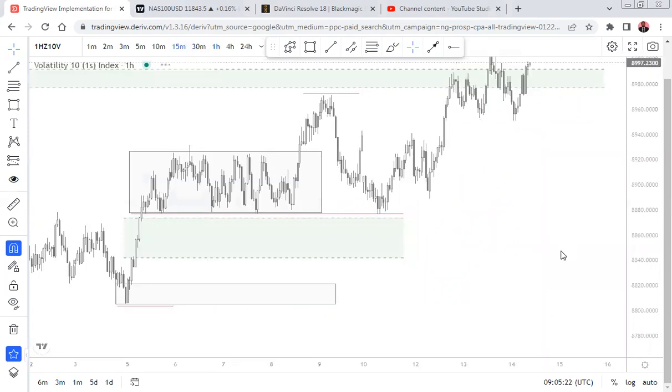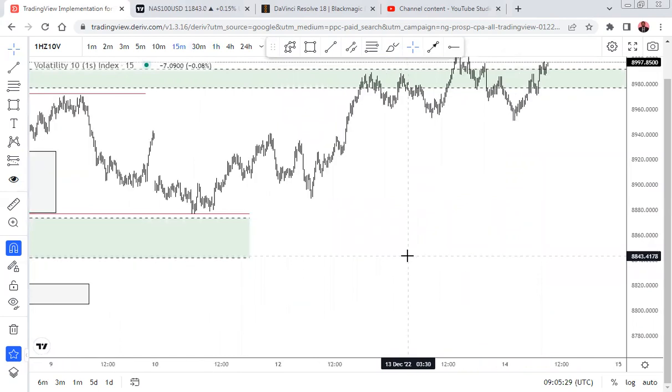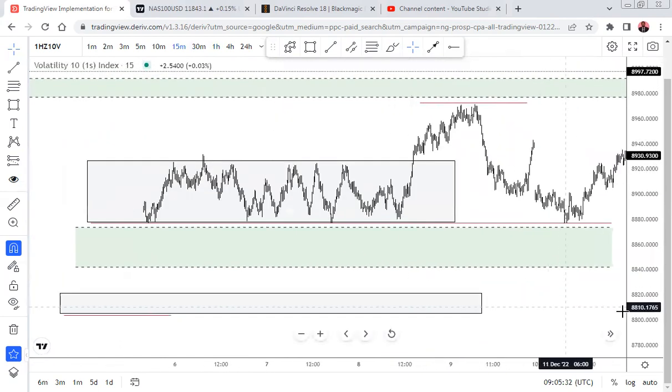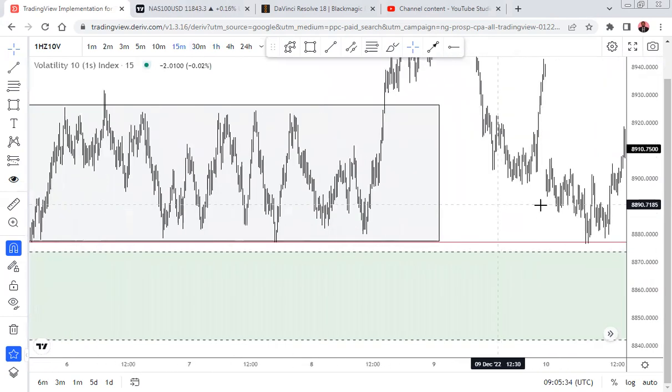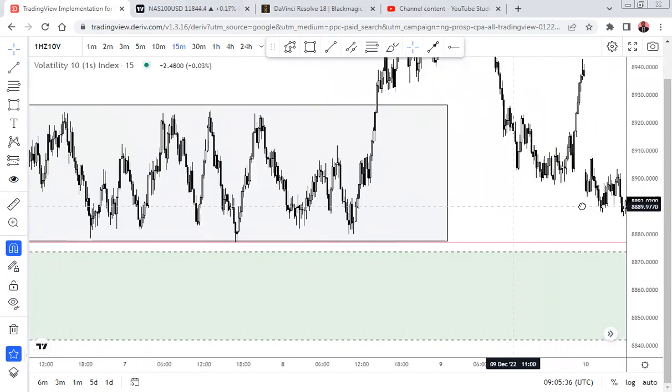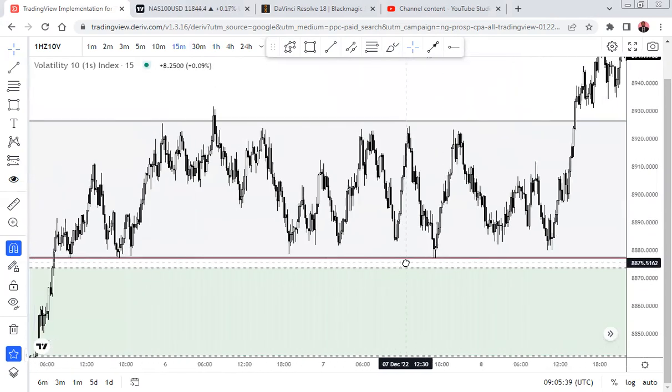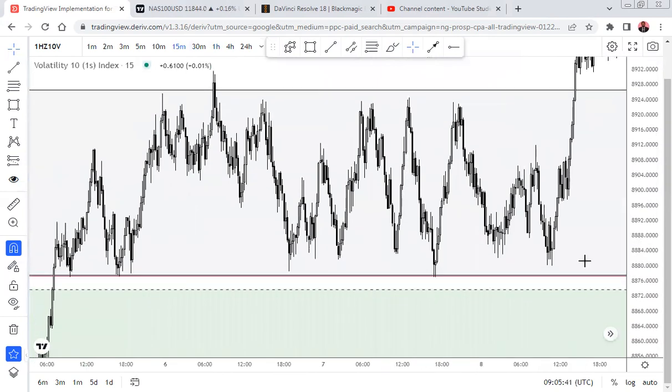If I zoom out, let me maybe go to 15 minutes. Okay, let me check 15 minutes. Let's see. A lot of sellers were within that region. Let's see what price did to them. A lot of sellers were within this region. Now, why were they selling?